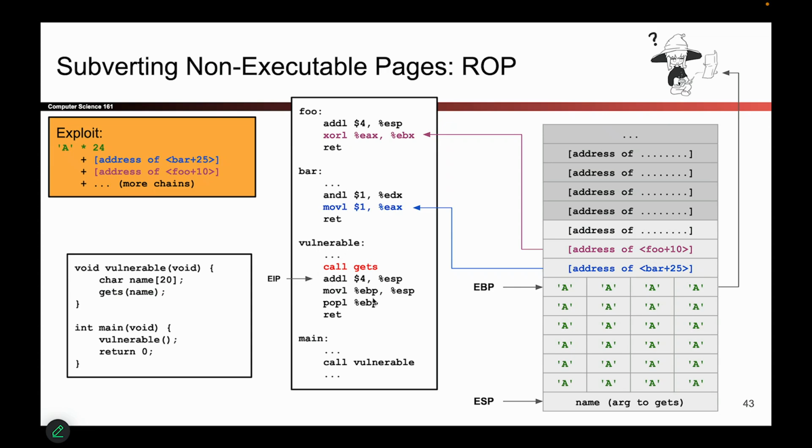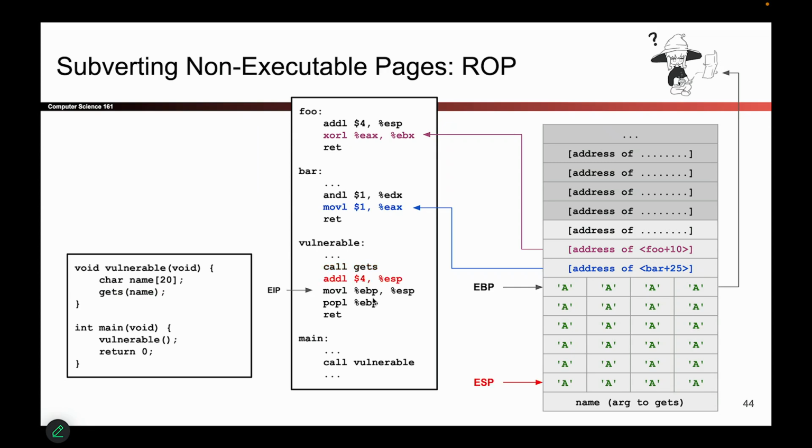So here we are. We're finishing up vulnerable, so gets returns. That stack frame is cleaned up. And now we're going to execute the epilogue of vulnerable. So here we go. We drag the ESP up, as always. We take the EBP and we pop the next value off the stack, put it in EBP, as always. So EBP flies off into nowhere, and that's totally fine.